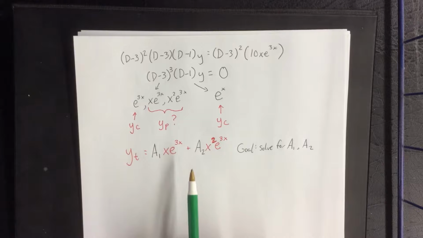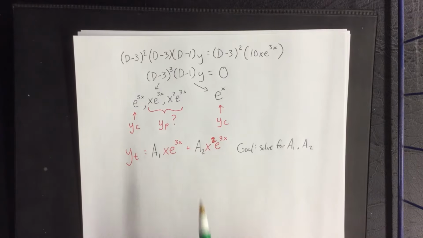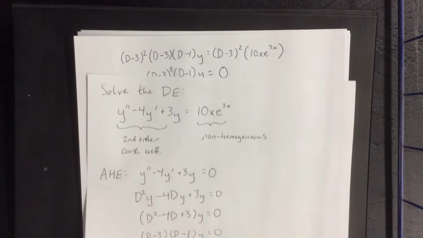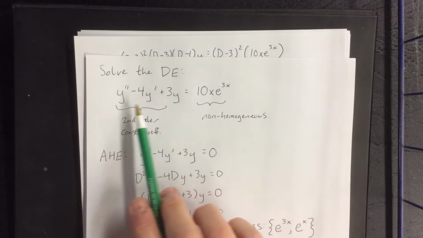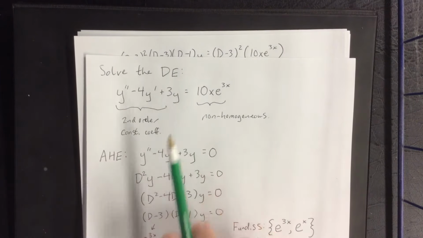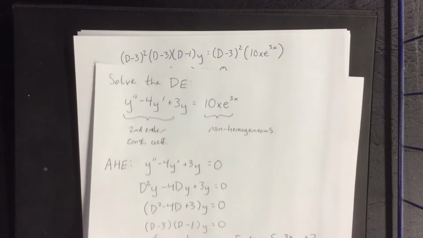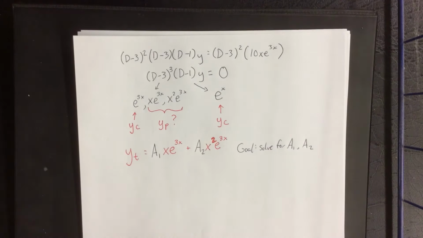Now the way that we find these two things is what we're going to do is take our trial solution and plug it back into the original differential equation. The original differential equation being what we started with in this whole process. Because it was a second order differential equation, I'm going to take two derivatives of our trial solution and then plug it back into the original differential equation.